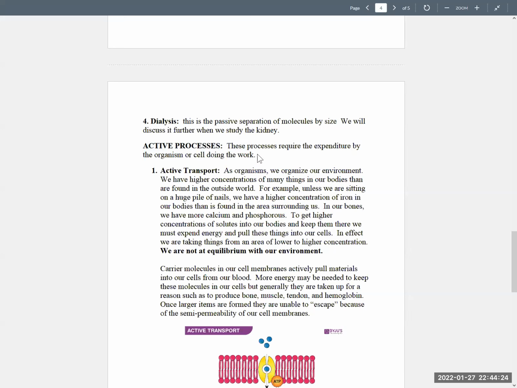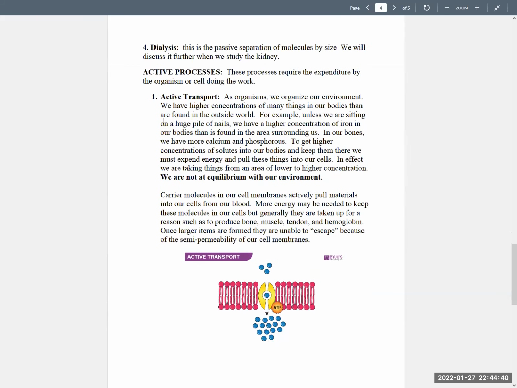Okay. Energy must be used. Where are you going to get this energy? From the mitochondria, some from the cytoplasm and glycolysis. Okay. Active transport is one type of active process. As organisms, we organize our environment.